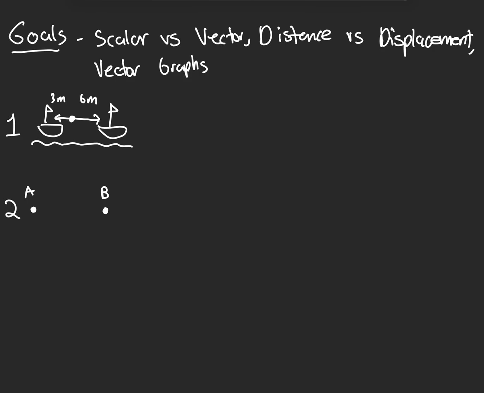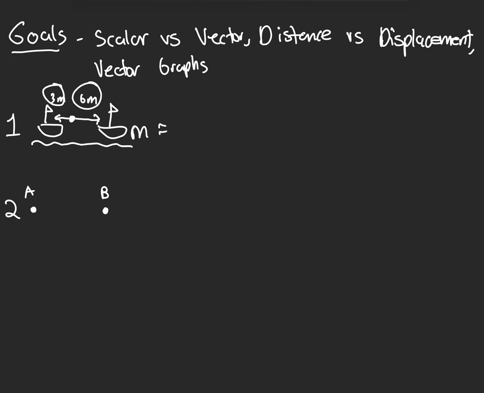So now I want you to look at the two problems I have on the screen. This is going to be a warm-up for today. In the first question, we have 3 meters and 6 meters. I want you to find the distance between the two boats in meters. So we have meters equals blank.